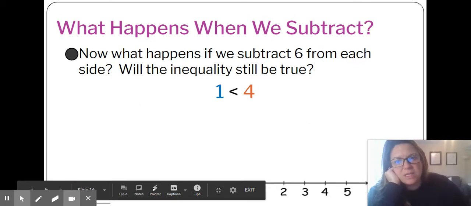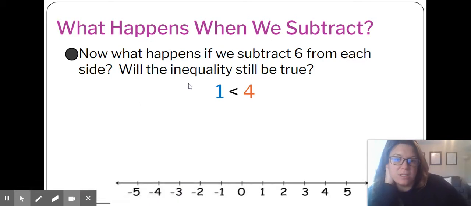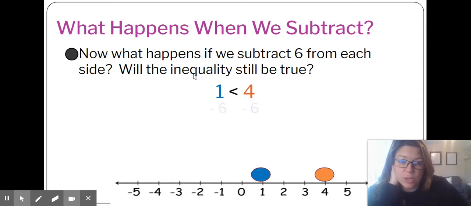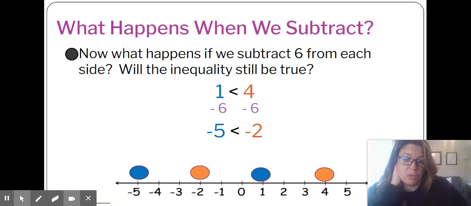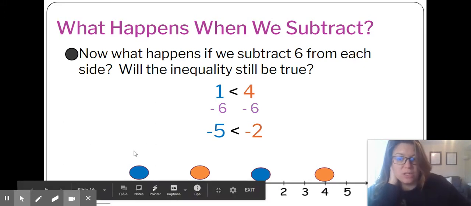All right, what happens if we subtract something on both sides? So let's subtract 6 on both sides and see if this inequality will still be true. So 1 minus 6 is negative 5, and 4 minus 6 is negative 2. So is this still true? Well, negative 5 is over here, and negative 2 is there. So this one is still true. Negative 5 is less than negative 2 on the number line because it's further to the left.